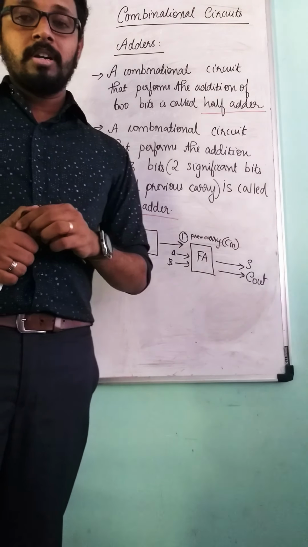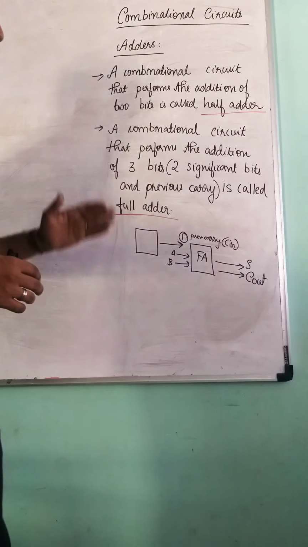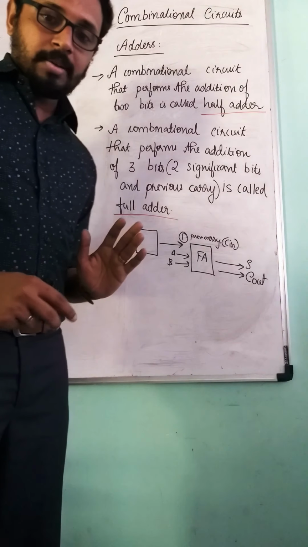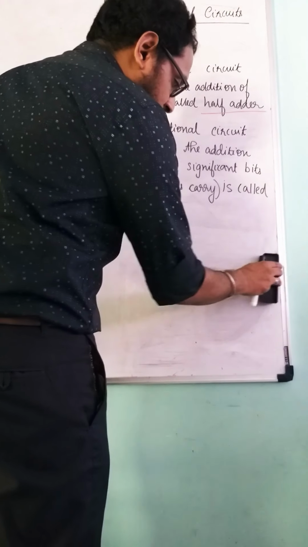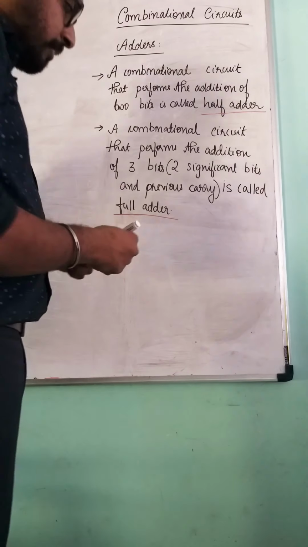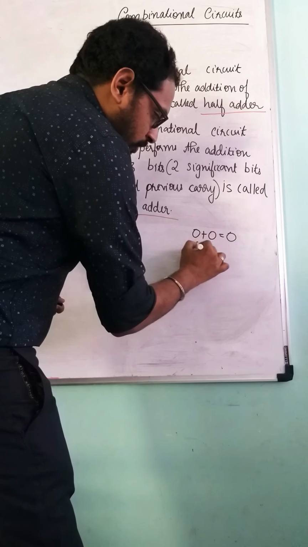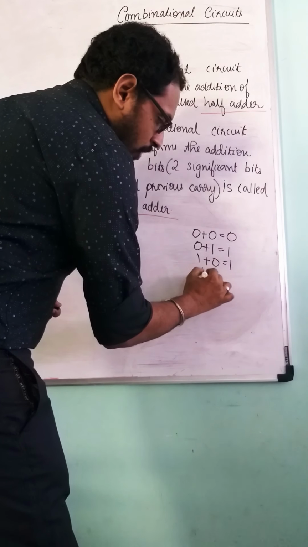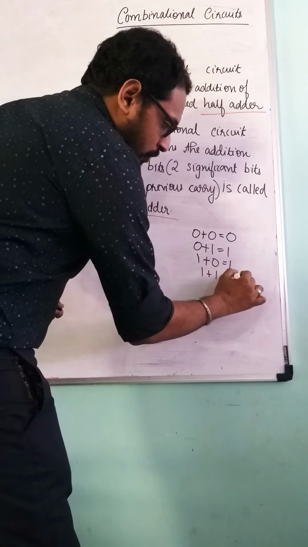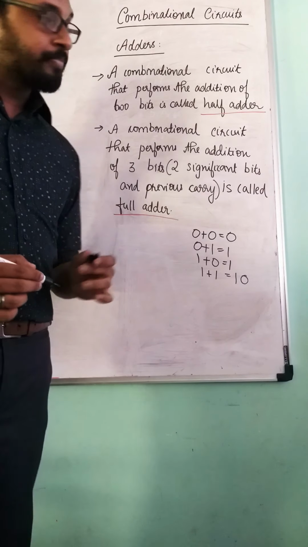But here we need to understand that there are two basic adders. One is the half adder and the next one is the full adder. The operations basically performed here are what we have learned earlier: 0 plus 0 gives us 0, 0 plus 1 gives us 1, 1 plus 0 gives us 1, 1 plus 1 gives us 0 and a carry 1, which means 10.